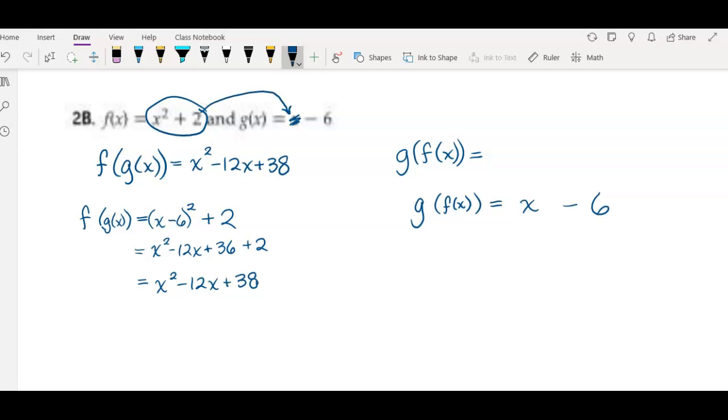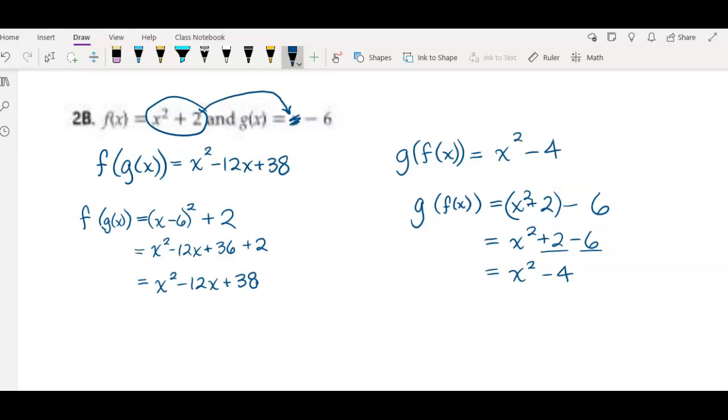So when I take it out by erasing it, I'm going to replace it with x squared plus 2. And we simplify. There's nothing to square. There's no exponent outside the parentheses, so we have x squared plus 2 minus 6. Like terms combine. X squared minus 4.